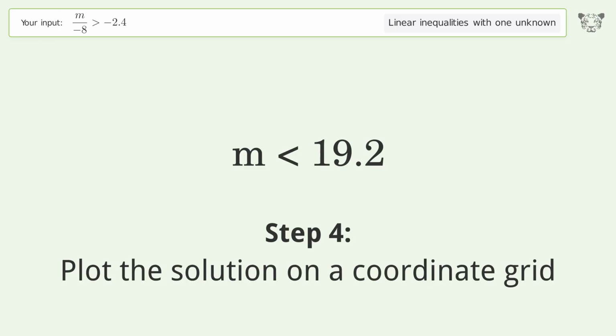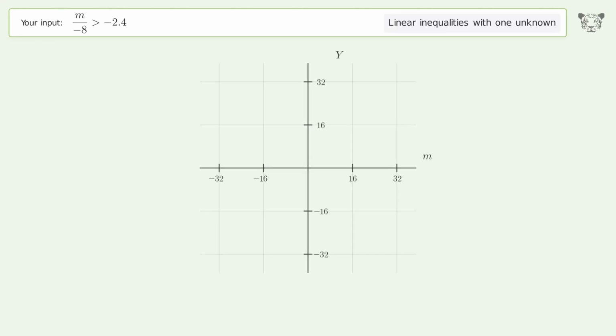Plot the solution on a coordinate grid. And so the final result is m smaller than 19.2.